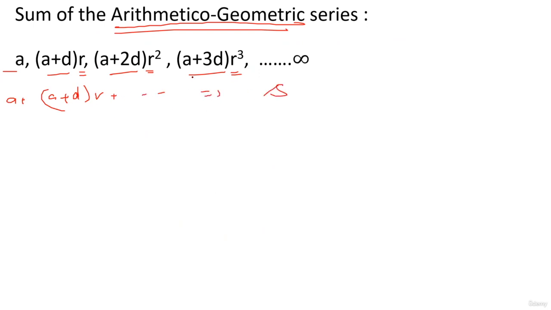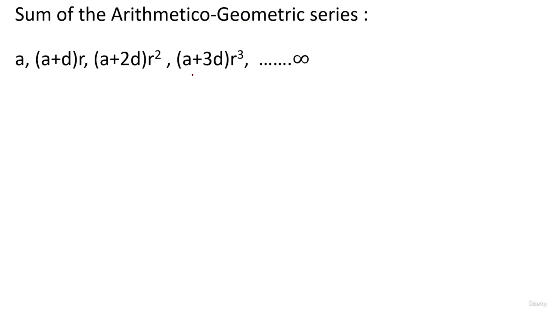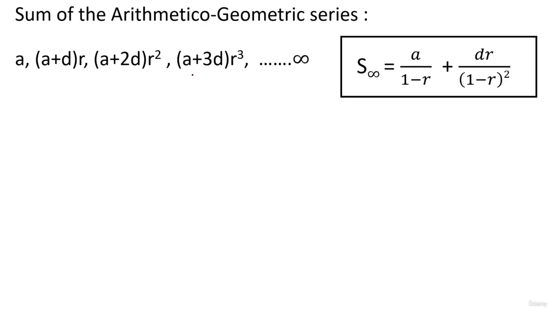Multiply this also by R and subtract them. You will get a shortcut for solving these questions, and that is the sum of the infinite terms of an arithmetico geometric series: A upon 1 minus R plus DR upon 1 minus R the whole square.